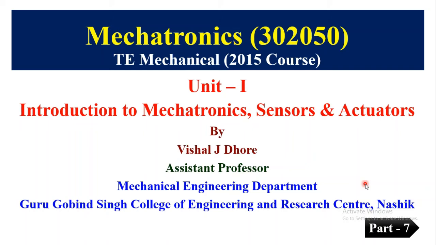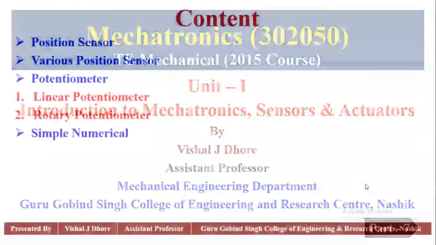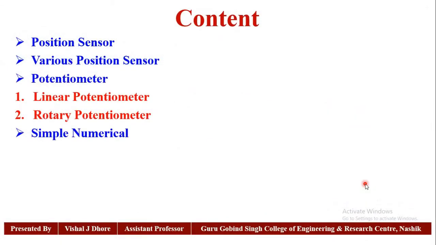In today's session, we discuss unit number 1, Introduction to Mechatronics, Sensors and Actuators. This is part 7 video of that unit. In today's session, we discuss position sensors, various position sensors, and the potentiometer. Under the potentiometer, we discuss the linear potentiometer, the rotary potentiometer, and lastly there is a simple numerical on the potentiometer.